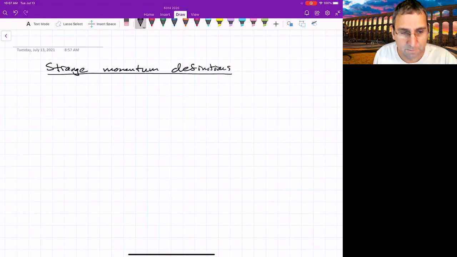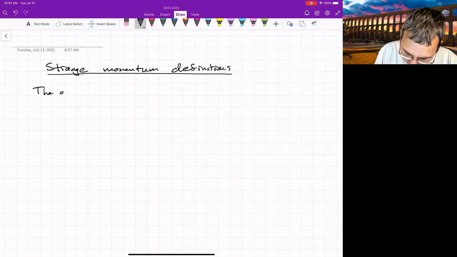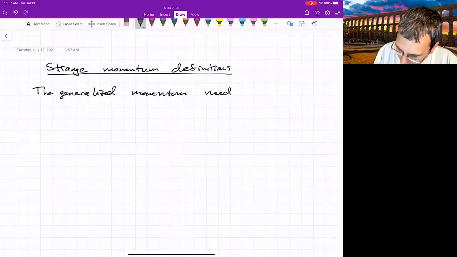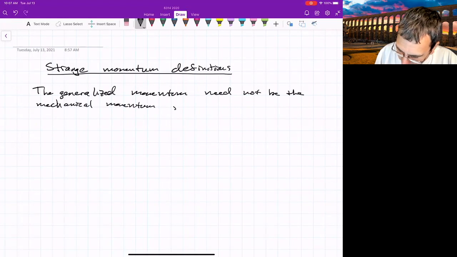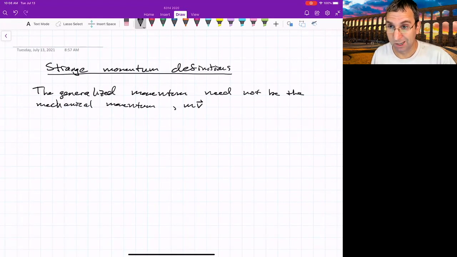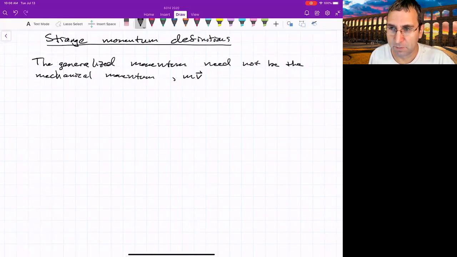And what is there? The generalized momentum need not be equal to the mechanical momentum, sort of the basic thing. And by the mechanical momentum, I mean the usual mass times the inertial velocity. So we don't need that to be the case. And one of the clearest examples is if you look at a charged particle in an electromagnetic field.